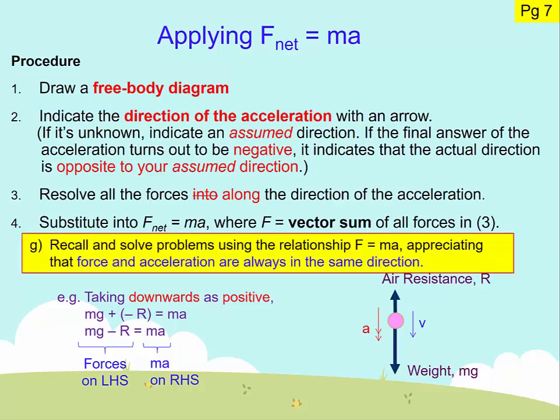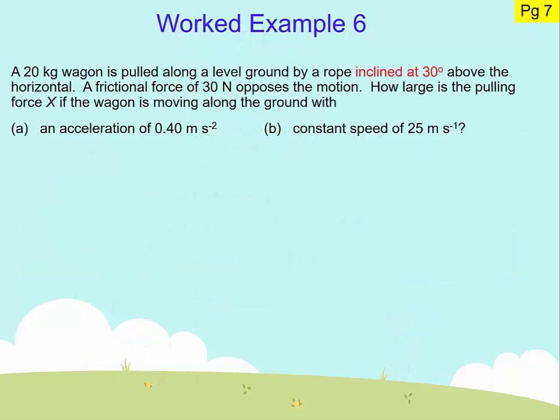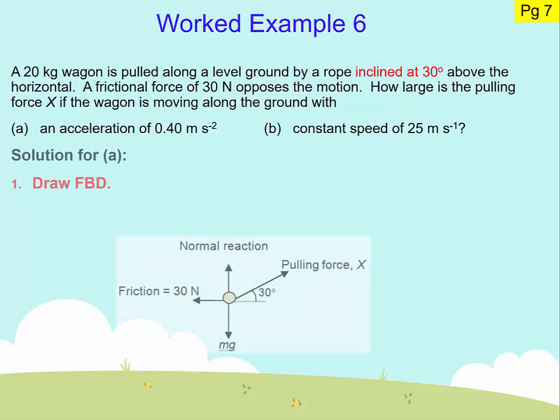Okay, so this is the same learning outcome G. You need to recall and solve problems using F equals ma. Next example, we have a 20 kg wagon being pulled along level ground by a rope inclined at 30 degrees. So the wagon is being pulled by a rope at an angle, and there is a friction that opposes the motion. How large is the pulling force X if the wagon is moving along the ground with an acceleration of 0.4?